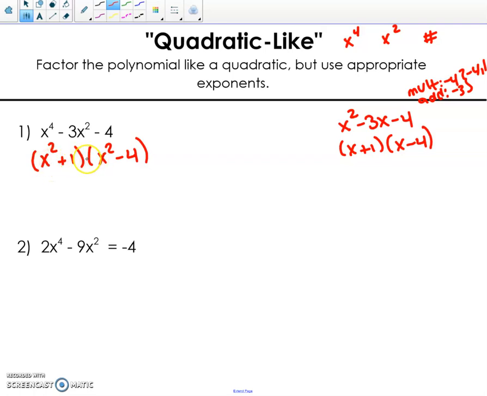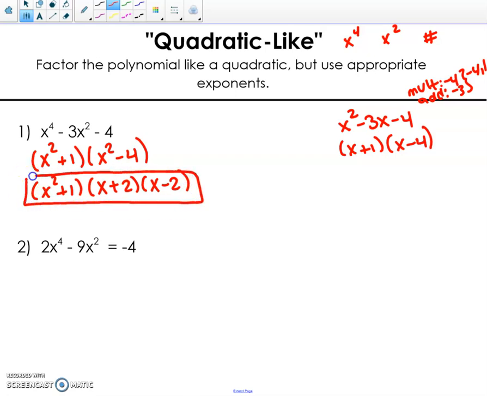Since we have two quadratics here, we want to see if we can factor them further. X squared plus 1, both x squared and 1 are perfect squares, but we have a plus sign instead of a minus sign, so we can't factor this because it's not difference of squares. X squared minus 4, x squared and 4 are both perfect squares, and there's a minus sign in the middle, so we can factor that more. So we'll keep the x squared plus 1 as is, and we'll rewrite x squared minus 4 as x plus 2, x minus 2. And because this is just a factoring question, because there's no equal sign, we're just going to leave it like that.